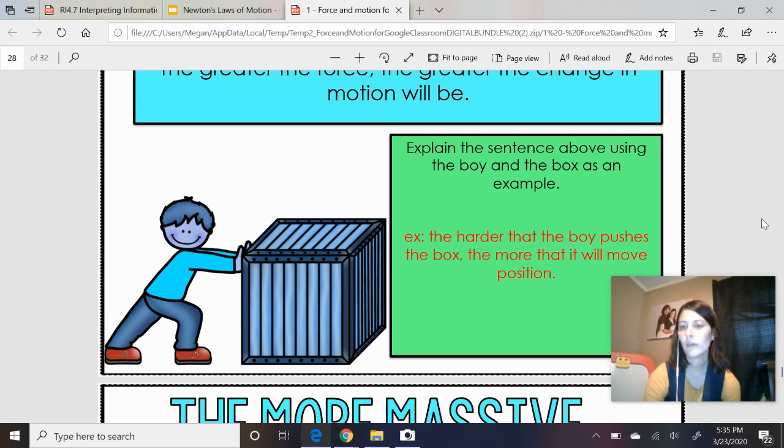Okay. So think of it like you're moving your dresser in your bedroom. The harder you push on it, the more likely it's going to move in the position that you want it to be in.